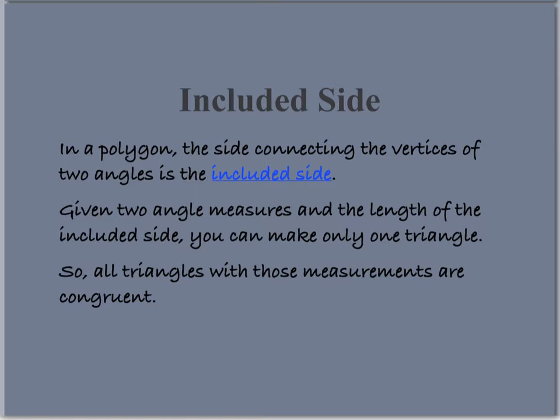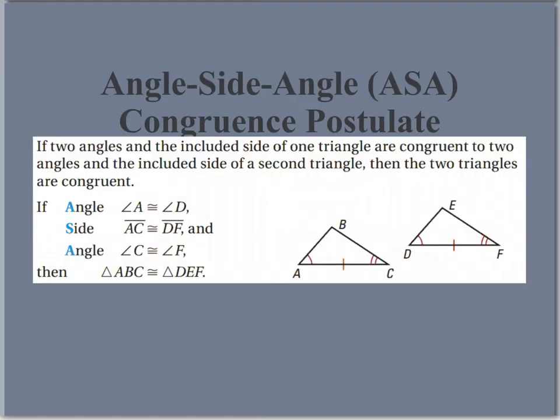Well, given two angle measures and the length of the included side, you can make only one triangle. So all triangles with those measurements are congruent. That brings us to what's called the angle-side-angle, or ASA, congruence postulate. Very simple, just like we said: if two angles and the included side of one triangle are congruent to two angles and the included side of a second triangle, then the two triangles are congruent.